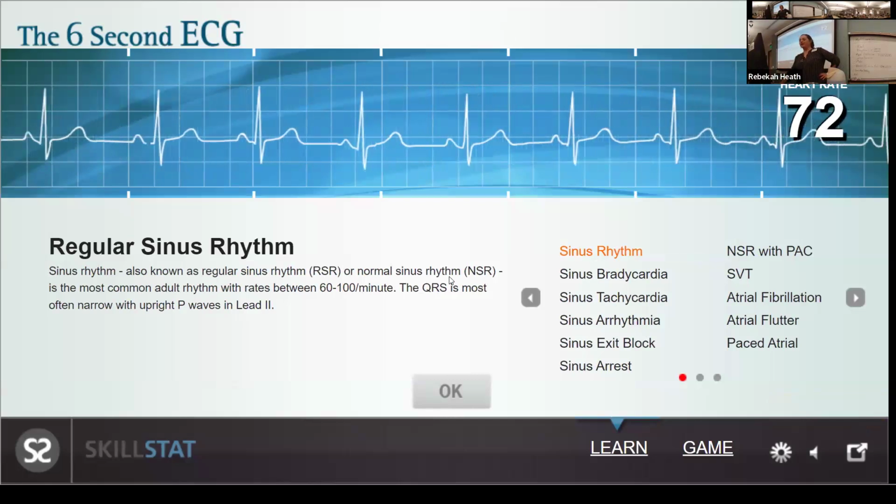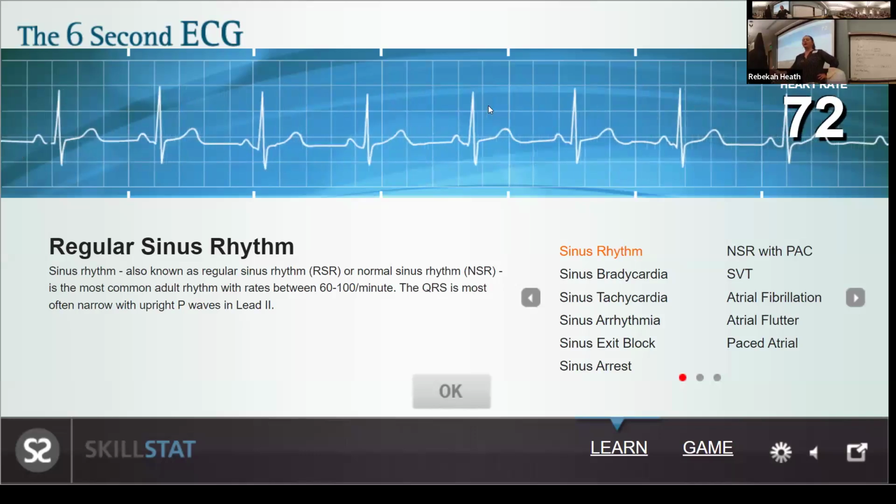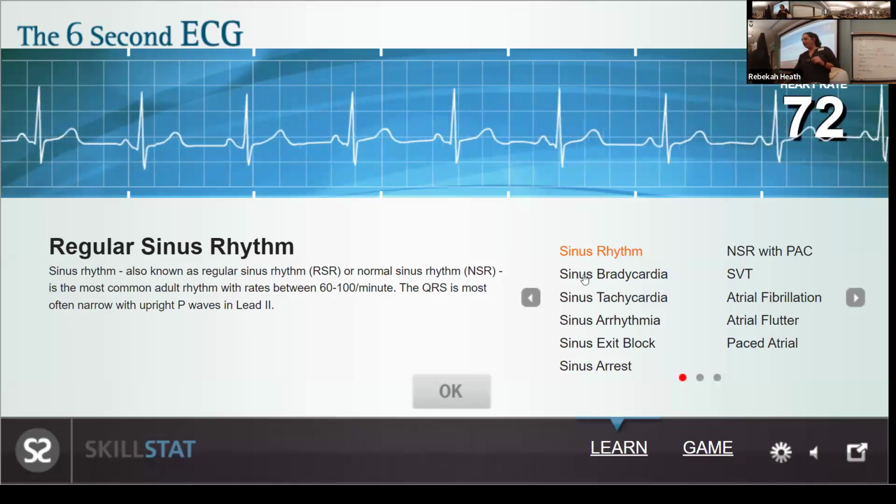Look, I could even pause it. That's so great. Sorry, I'm so excited. Let's count the QRS complexes. 1, 2, 3, 4, 5, 6, 7, 8. Well, if you said 80, I would give you credit. On here it says 72, but that's probably because you're using a more precise way of recording.